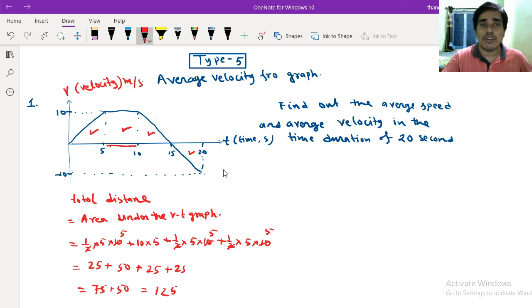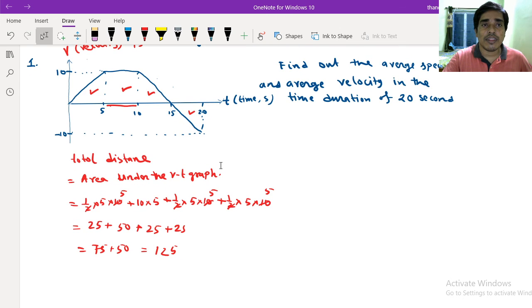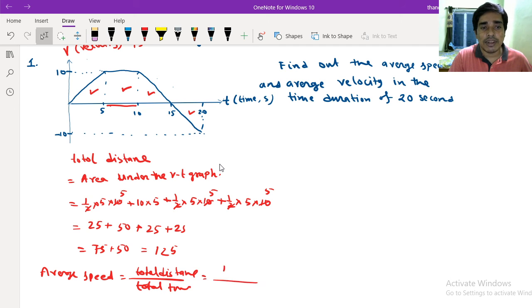That means average speed equals total distance divided by total time. That means total distance 125, and total time taken is 20 seconds. So this is meter per second. The average speed is 125 by 20 meter per second.